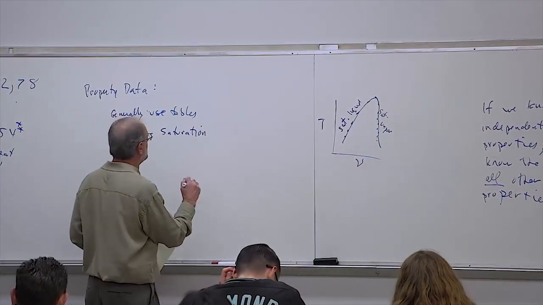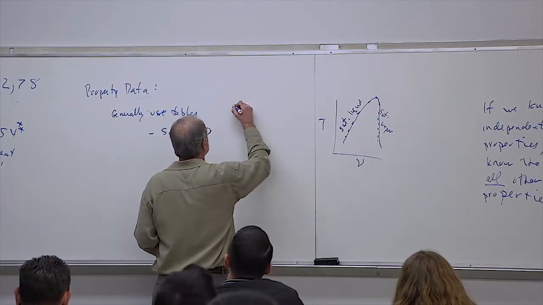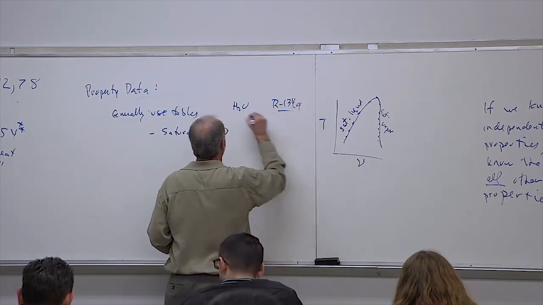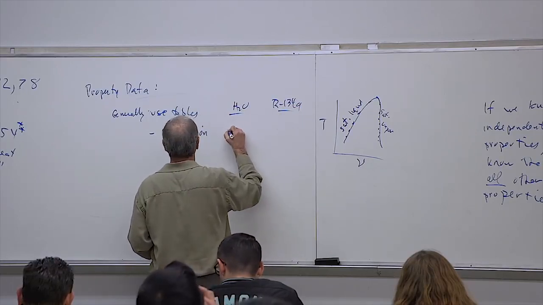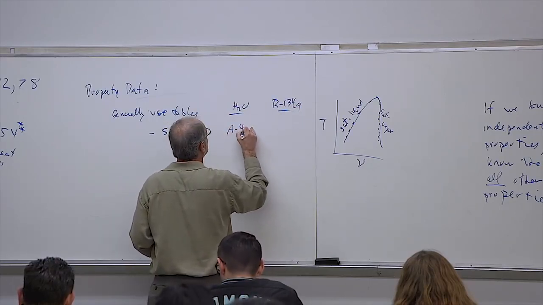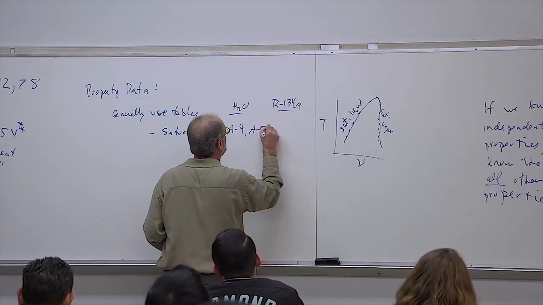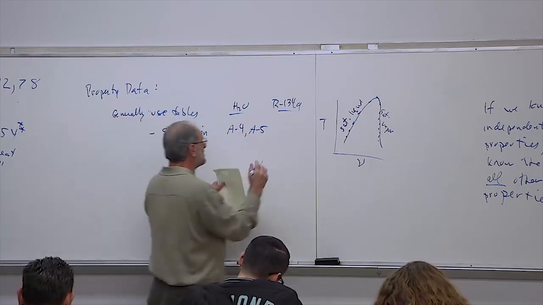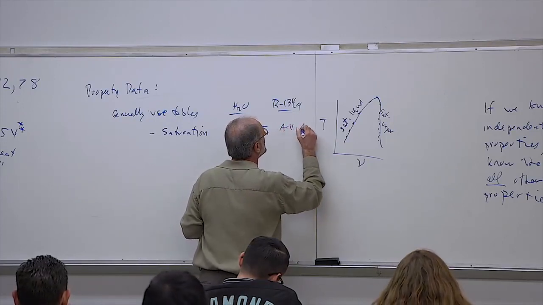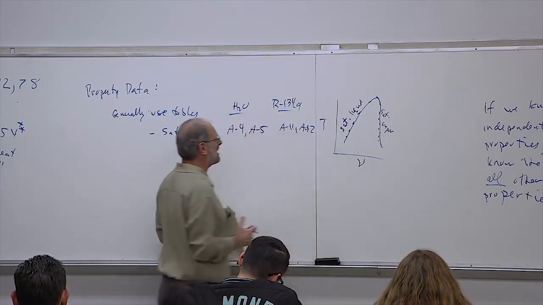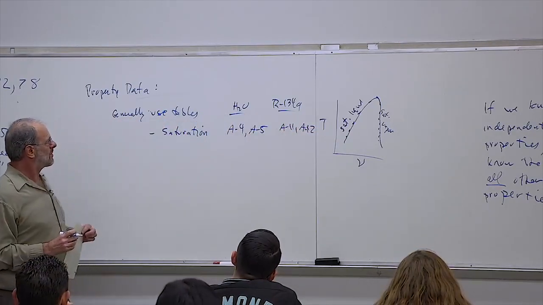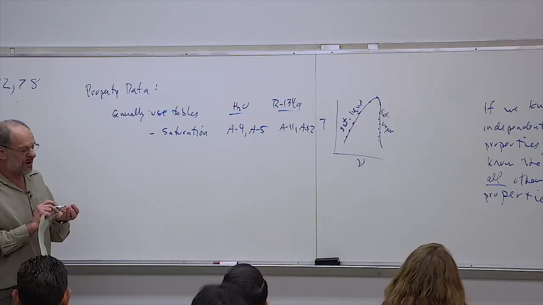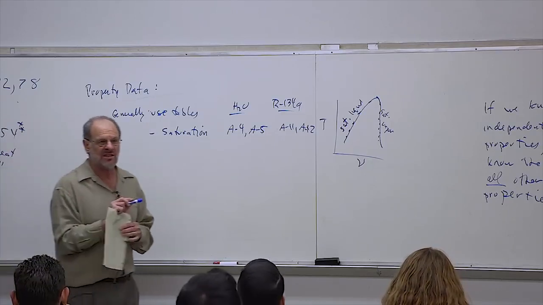So first of all, the saturation data is going to exist for water or R134A. It's tables A4 and A5 that have the saturation data for water, and tables A11 and A12 that have the saturation data for the refrigerant. And there are two tables simply for our convenience.